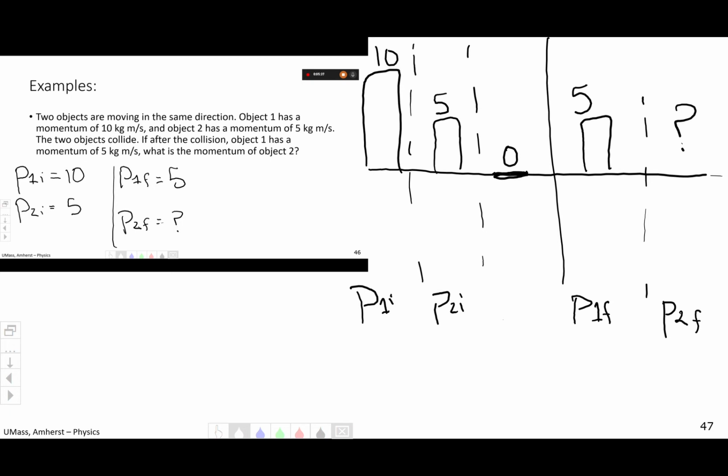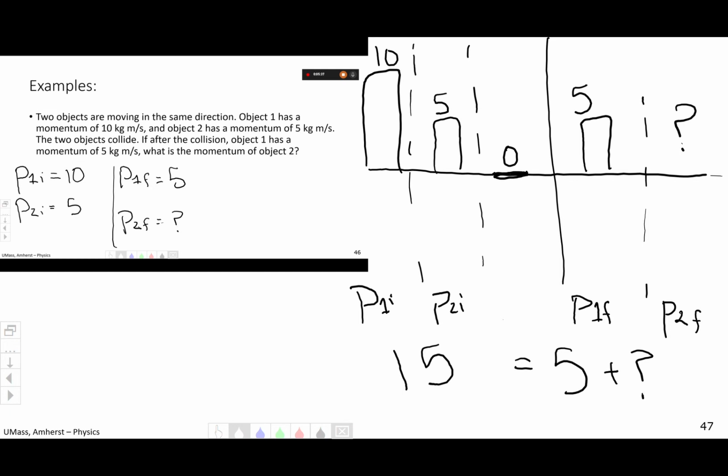What is P2 final? Now, what we're going to do here is we're going to use the bar chart to figure out what that unknown quantity is. And we can do that by adding together all of the momentum on the left-hand side and figuring out what we have to do on the right-hand side to make that equal. So the total on the left-hand side is 10 plus 5, or 15. So we need to have 5 plus something to make sure that both sides are equal, right?